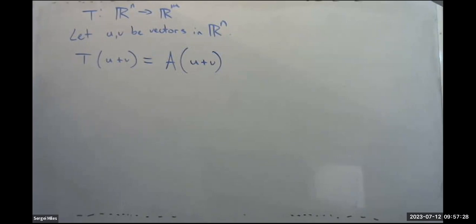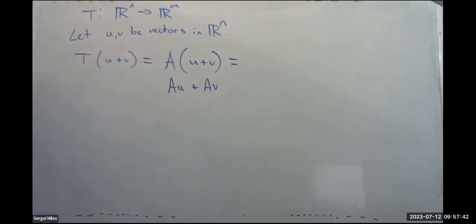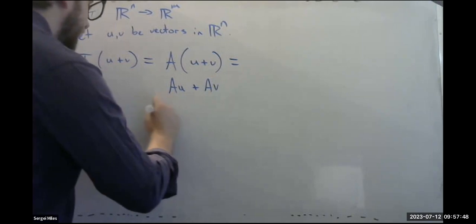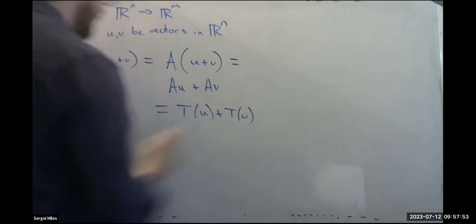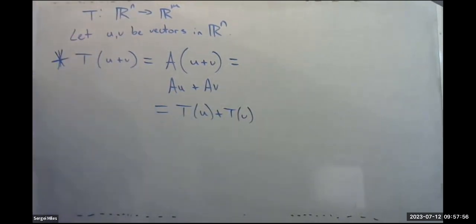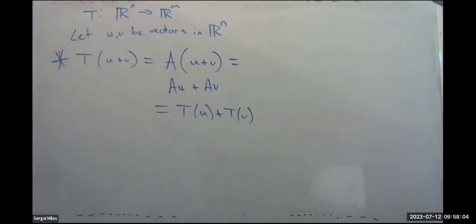But remember, with matrix multiplication, I can distribute this matrix: it's the same thing as A times u plus A times v. In other words, what am I highlighting here? T of u plus v is the same thing as T of u plus T of v. So you can find T of u plus find T of v. You can break it apart like this. You can distribute T over what you're plugging in.